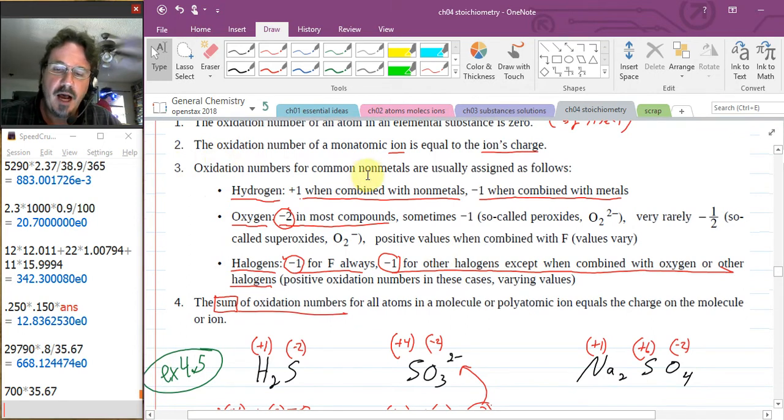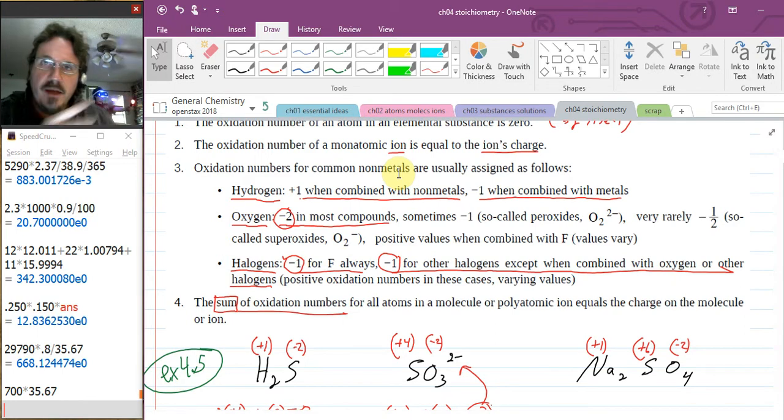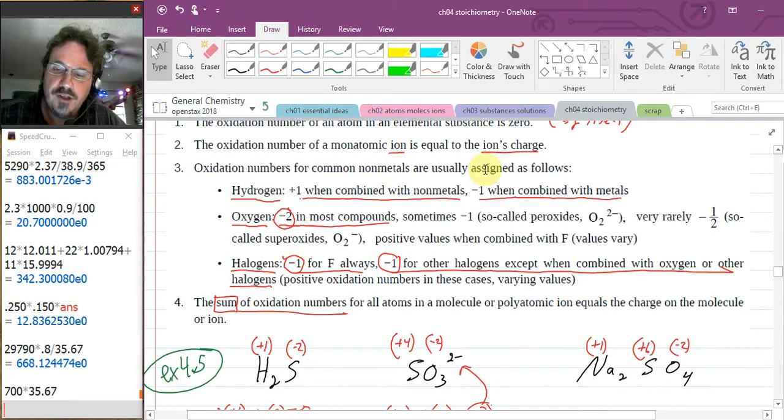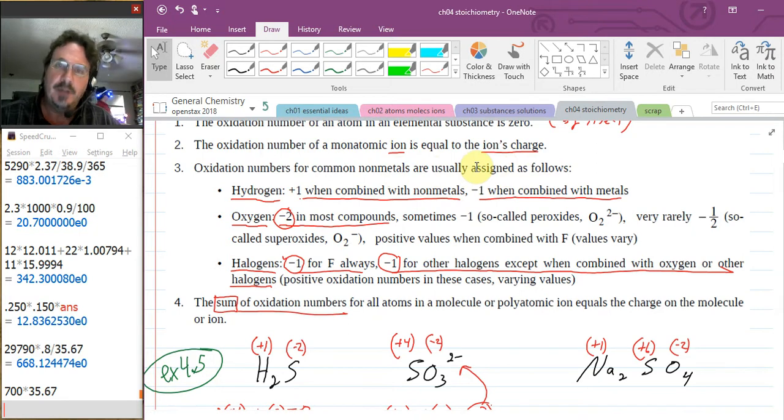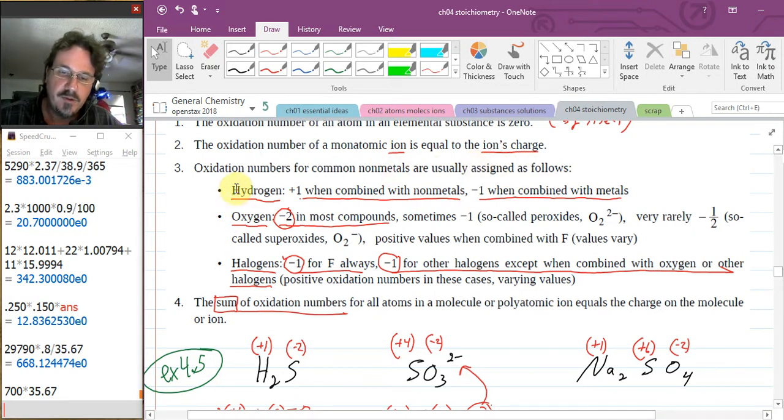Number 3, here's where it gets a little trickier, but really not bad. Oxidation numbers for common nonmetals, okay, that's key. So we're talking about things that are way over there on the right side of the periodic table, are usually assigned as follows. Notice the word usually. These are more often than not true. There are exceptions to them. Yeah, just like in solubility rules. Alright, here's the rules. Hydrogen is almost always +1 if you combine it with another nonmetal. It's -1 when you do combine it with a metal. Alright, so we're going to have to go through some examples of that.